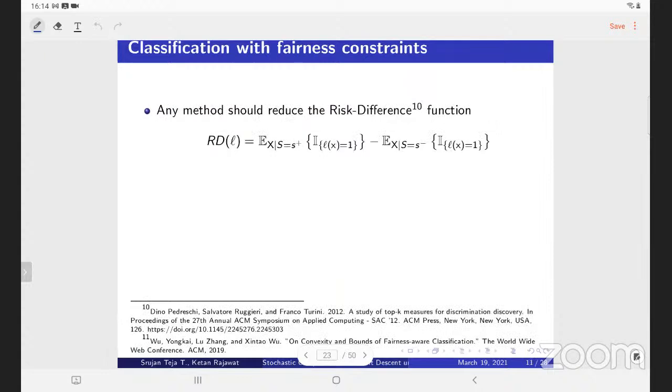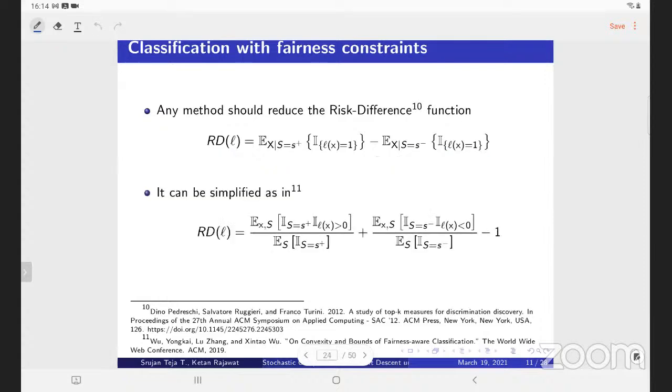But no matter which method you use, the classifier finally should reduce this risk difference value, which is basically saying that on average, the number of selected candidates from both groups should be the same. That means the difference between the number of selected candidates in both groups should be small. That is the risk difference value. And this risk difference value can be simplified by using some Bayes rules. We can simplify to this point, like this is explained in this paper.